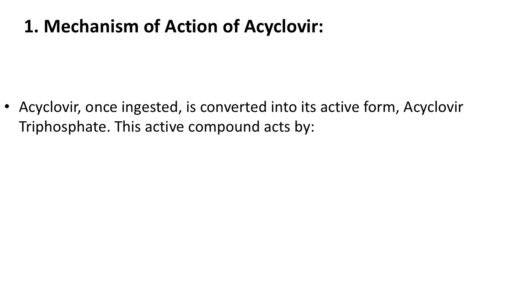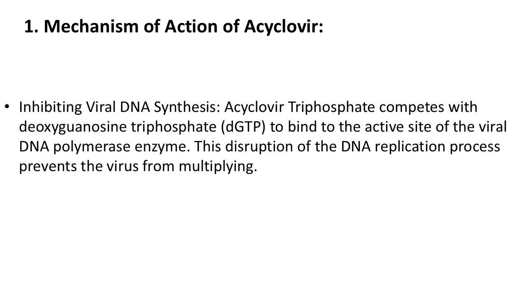One mechanism of action of acyclovir. Acyclovir, once ingested, is converted into its active form, acyclovir triphosphate. This active compound acts by inhibiting viral DNA synthesis. Acyclovir triphosphate competes with deoxyguanosine triphosphate (dGTP) to bind to the active site of the viral DNA polymerase enzyme. This disruption of the DNA replication process prevents the virus from multiplying.